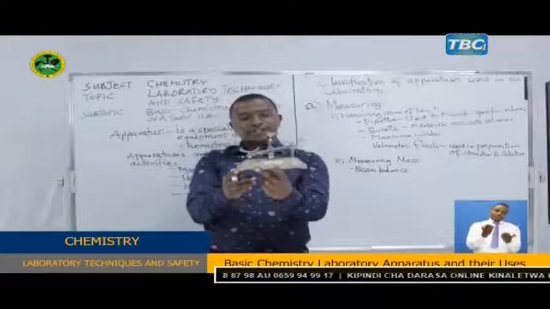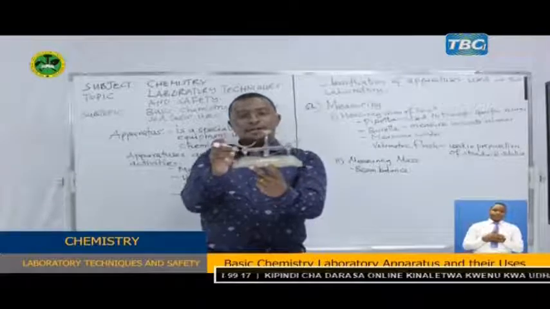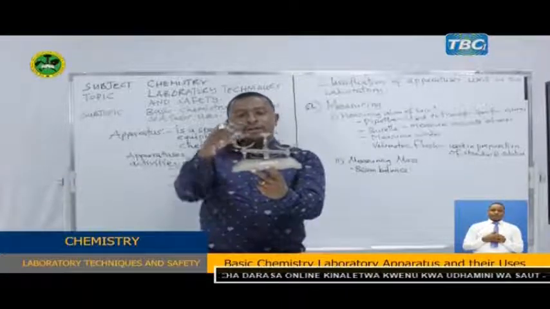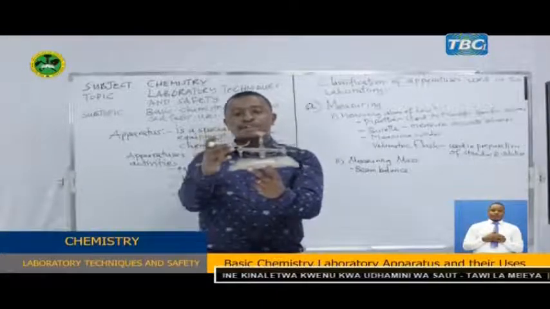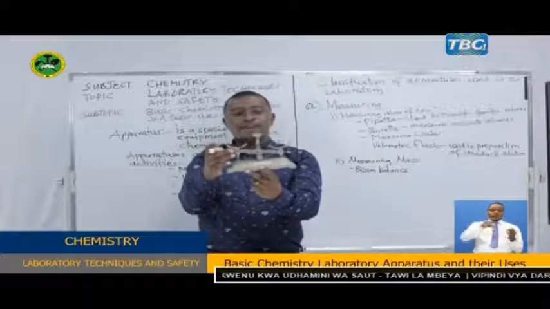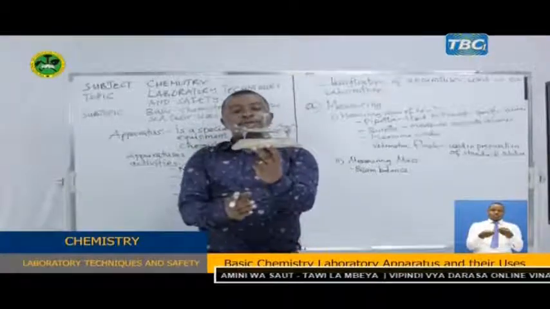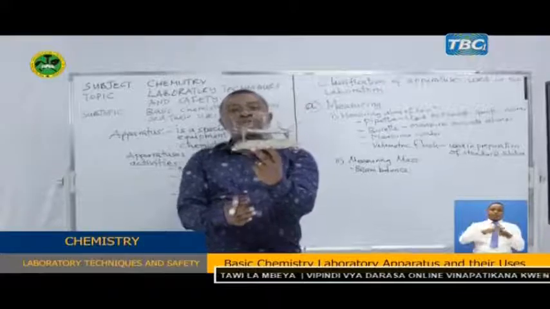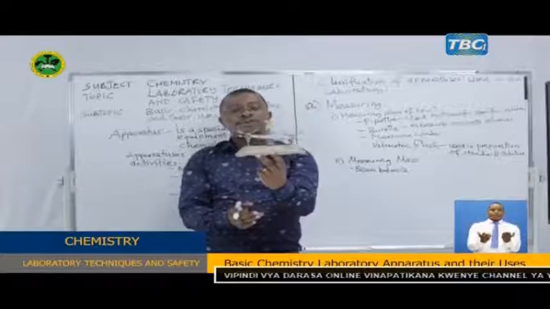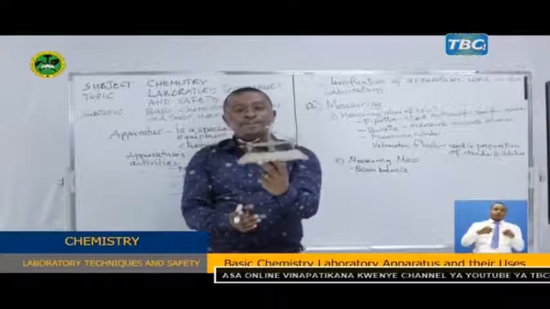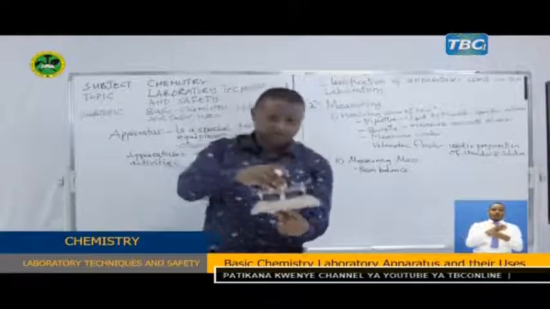You can see it. Here is where the watch glass with chemical substances is placed. So this beam balance is used to measure masses or weights of different chemical substances in the laboratory.